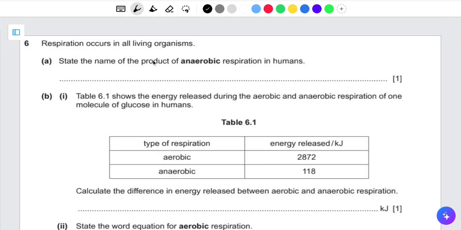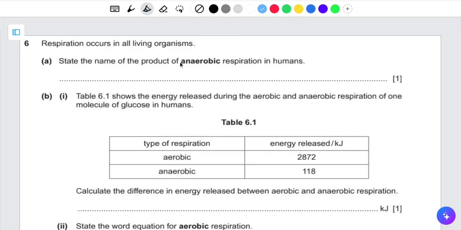These ones are coming from respiration. It says respiration occurs in all living organisms. The first question is: state the name of the product of anaerobic respiration in humans. What you should underline in this question is anaerobic.